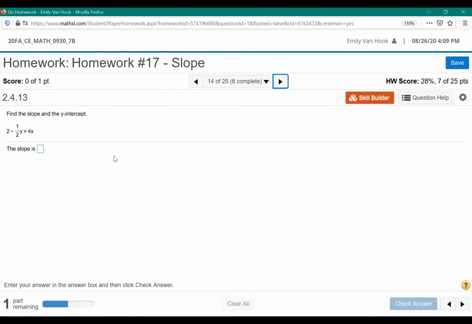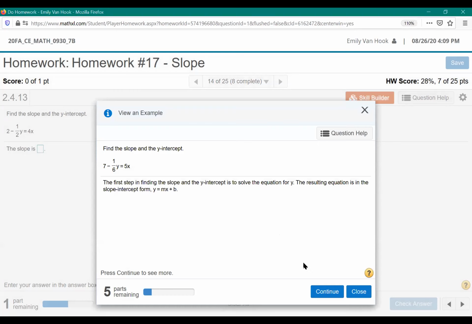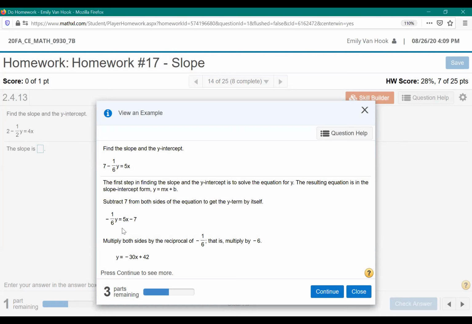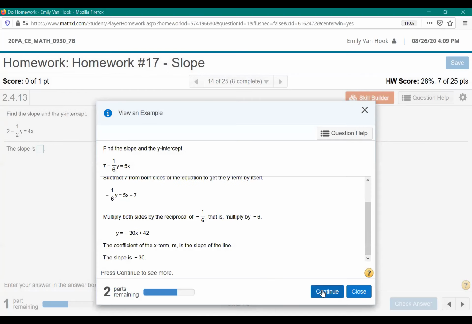Ooh, number 14. A little extra tricky with a fraction next to the y. All right, let's figure this one out. So this is 2 minus 1/2 y equals 4x. Before I show you, let me view the example because there's a few approaches we could take and I want to see what they're showing. Okay, yeah, eventually they're going to have you cancel out the fraction by multiplying by the reciprocal. Okay, so that will be fine.